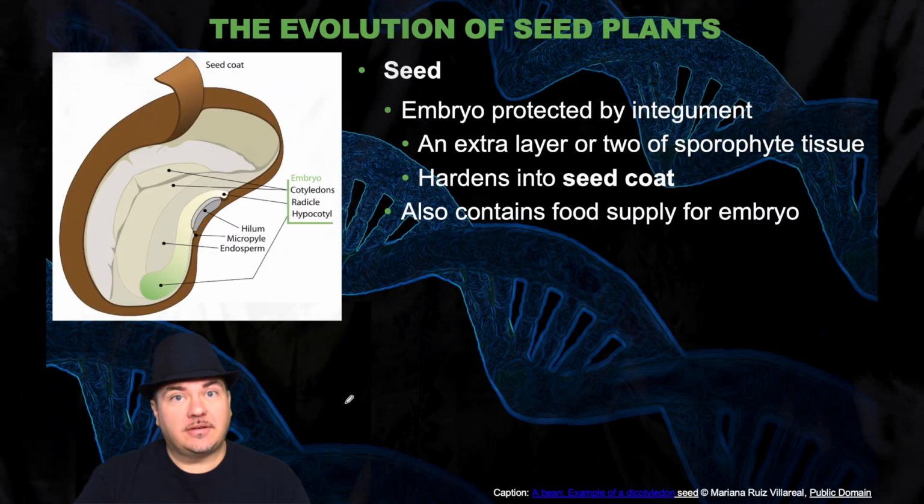So what is a seed? The seed is the embryo of the plant and is protected by integuments. Integuments are an extra layer or two of sporophyte tissue, and it hardens into the seed coat. The seed also contains a food supply for the developing embryo.